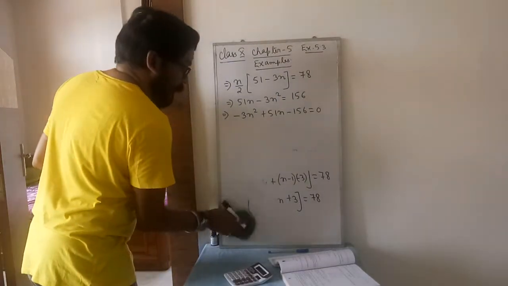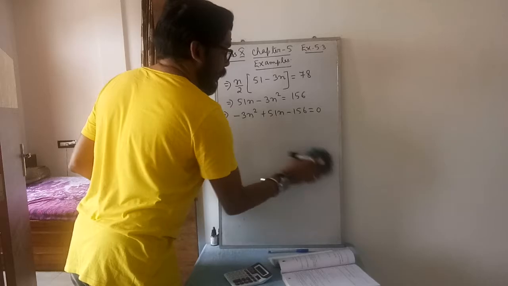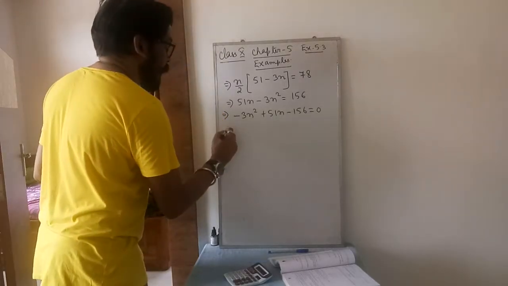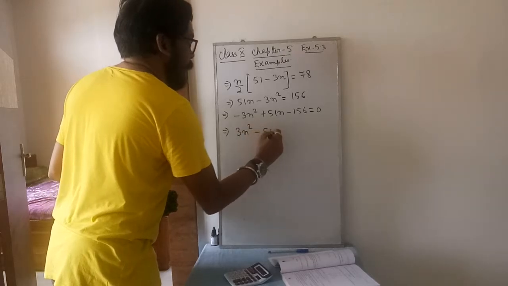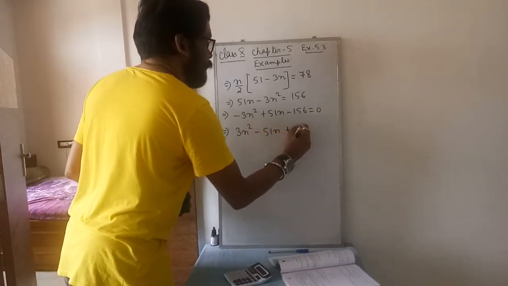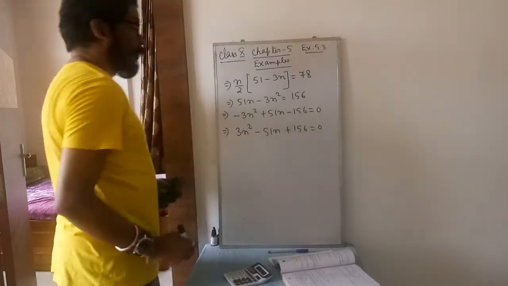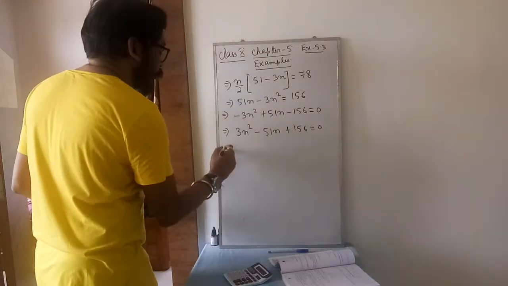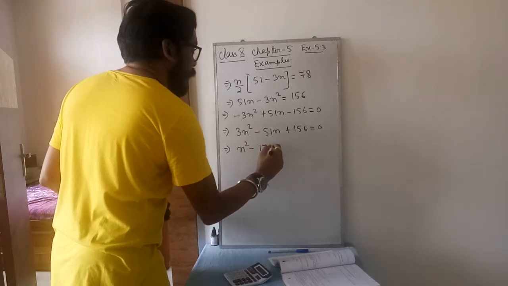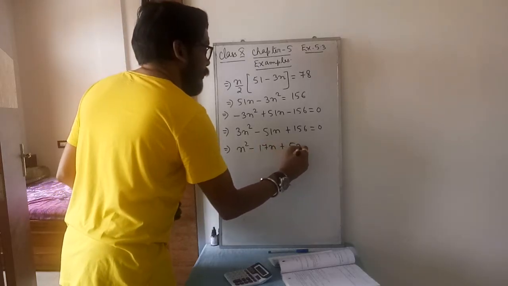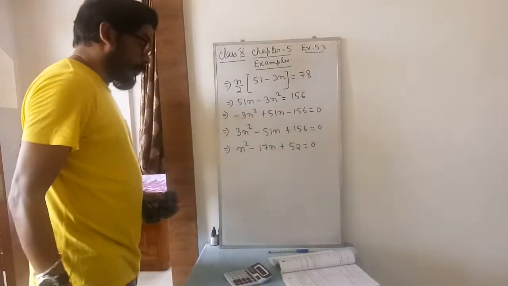So the first term is negative. To make it positive, multiply by minus on both sides, left and right. When you multiply by minus, minus will become plus and plus will become minus. So what is your work now? You can divide the complete equation by 3. So it is n square minus 17n plus 52 equal to 0.